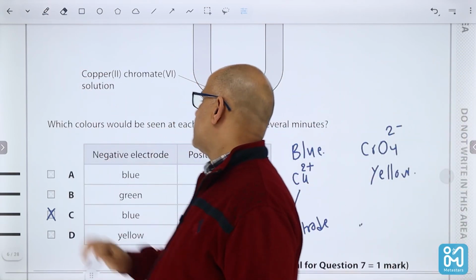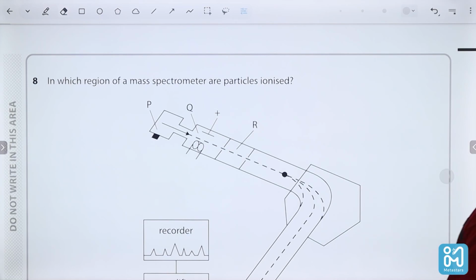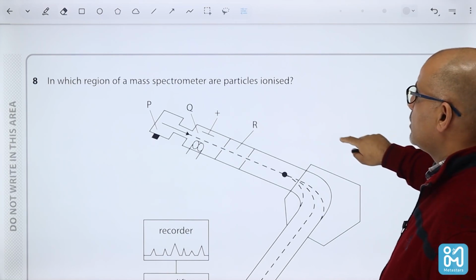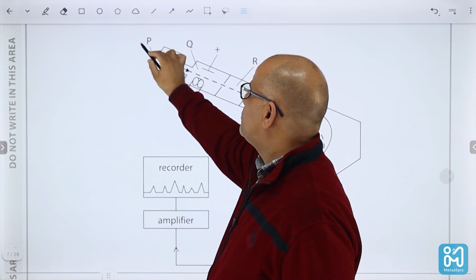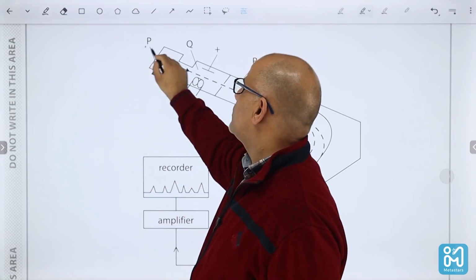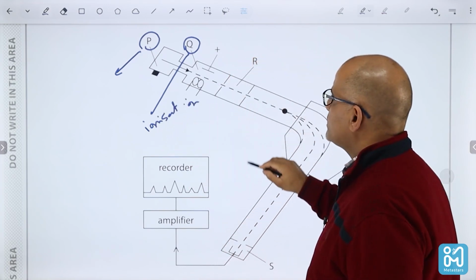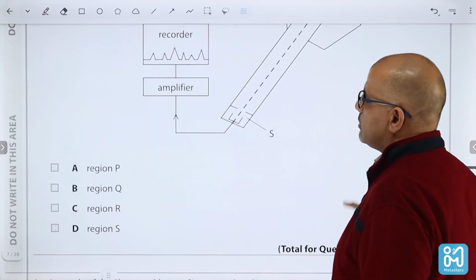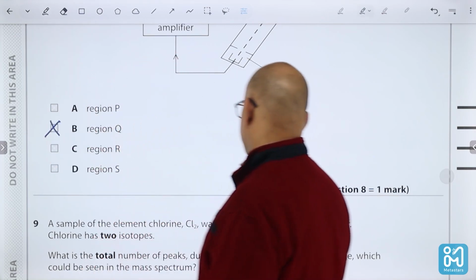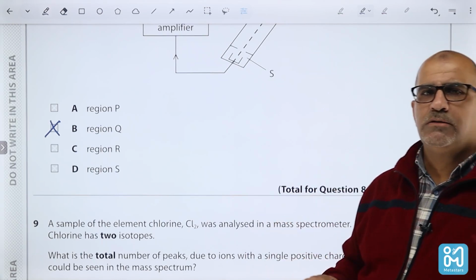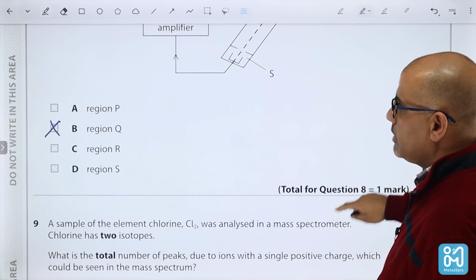Now, let's go further within the paper. In question 8, in which region of the mass spectrometer are particles ionized? Okay, you will see it's ionized where? In Q, since P is vaporized, it is converted to vapor, and here Q is the ionization chamber. So the answer is part Q, where the steps of the mass spectrometer shall be known. The ionization is in the first part, then the vaporization, then the ionization, then the acceleration and deflection in the coming parts.